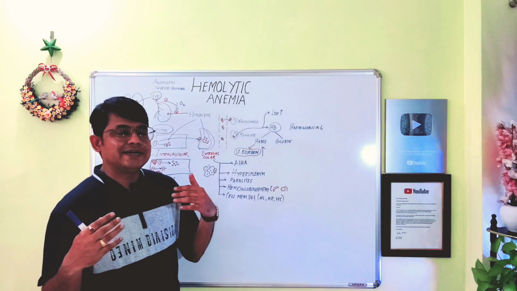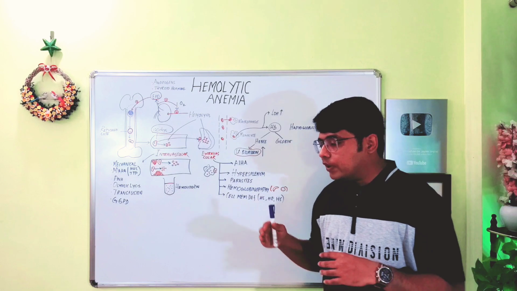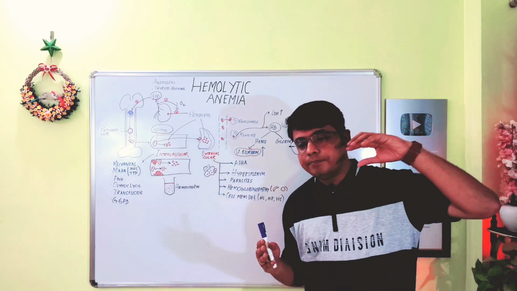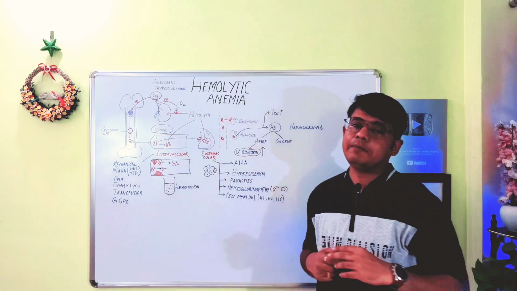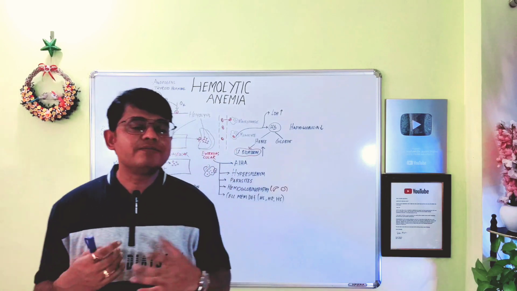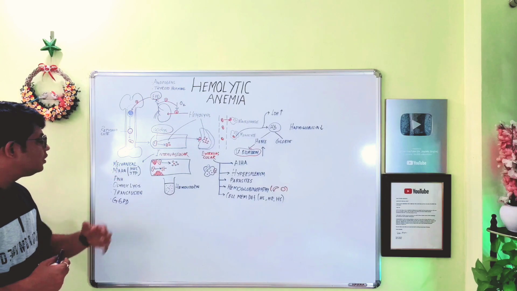As we know, there are some heart valves which are metallic in nature, and whenever an RBC passes over the metallic valve, it is quite easily damaged, and that damage can cause lysis of the RBCs within the circulation. So there is intravascular hemolysis.